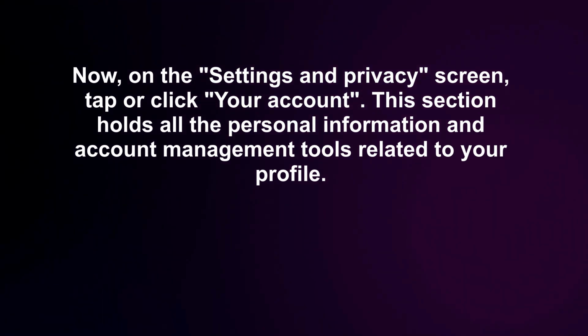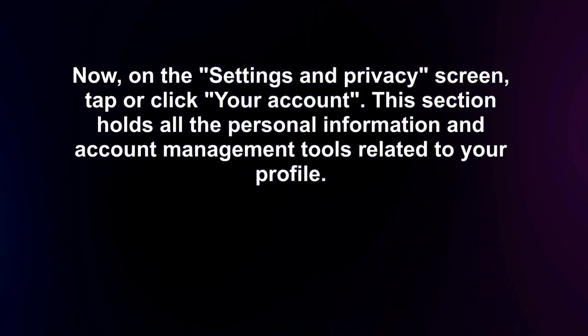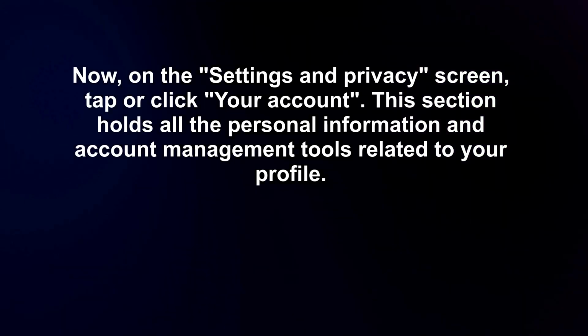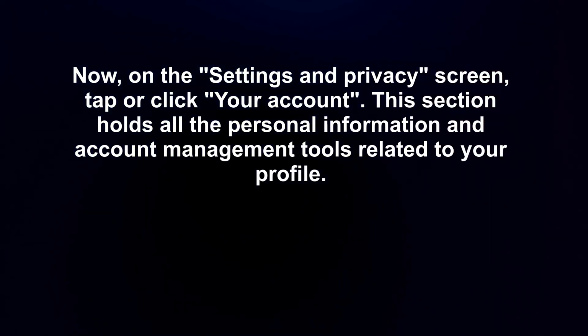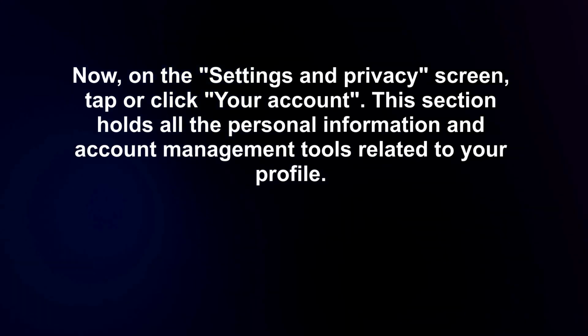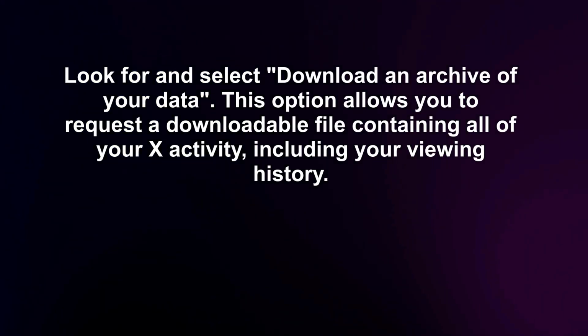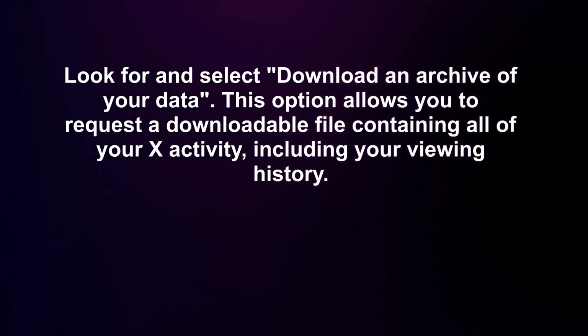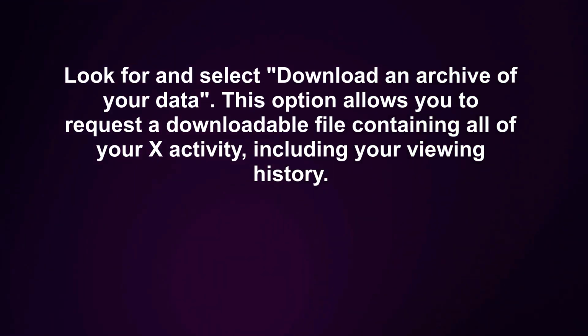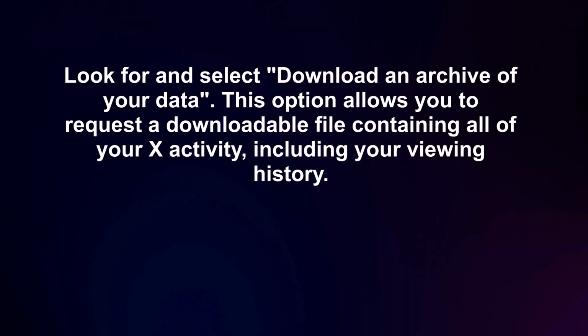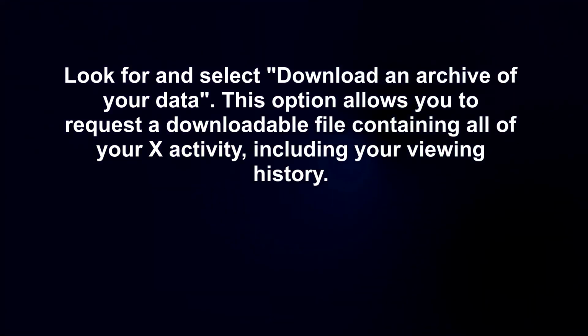Now, on the Settings and Privacy screen, tap or click your account. This section holds all the personal information and account management tools related to your profile. Look for and select Download an archive of your data. This option allows you to request a downloadable file containing all of your X activity, including your viewing history.